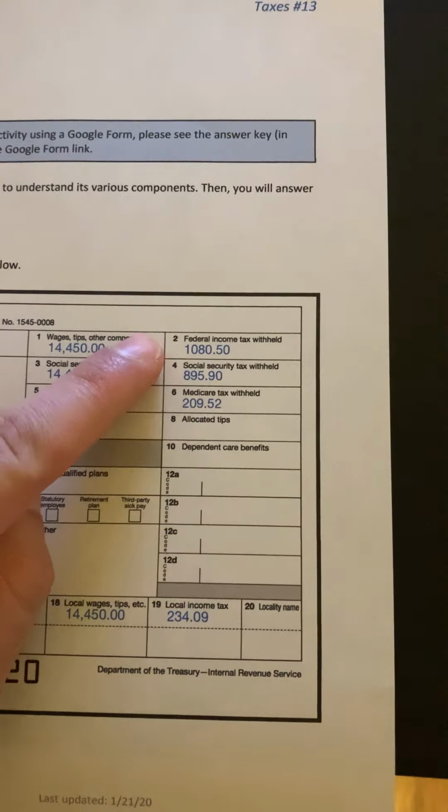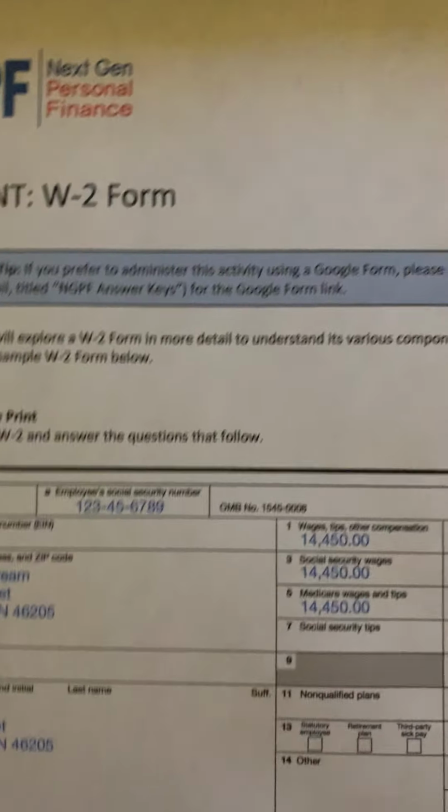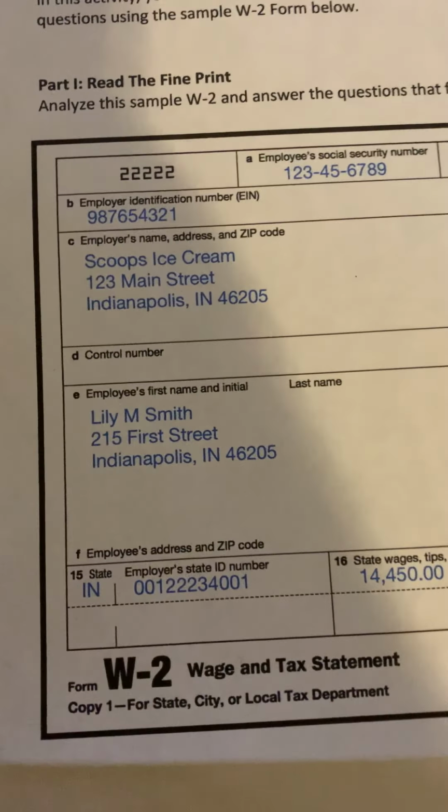And then over here, we have a breakdown of some of the things that have been withheld by her employer. So we have her federal income tax was withheld, $1,080.50. Social Security tax was also withheld, $895.90. And Medicare tax, that's $209.52. So we remember that these two together are our FICA taxes, or our payroll tax. That's Social Security, Medicare, and Medicaid. And then we're going to come down here.